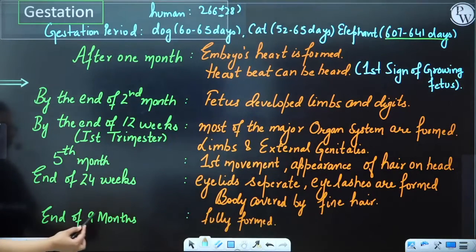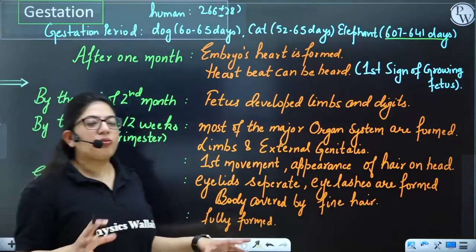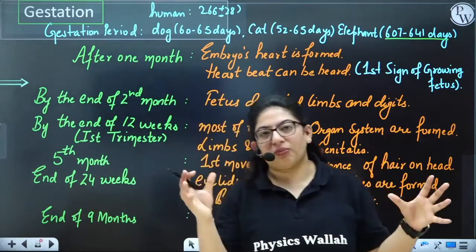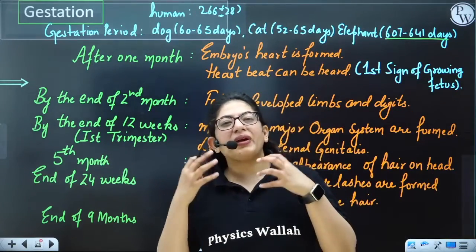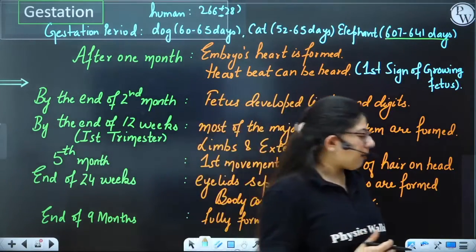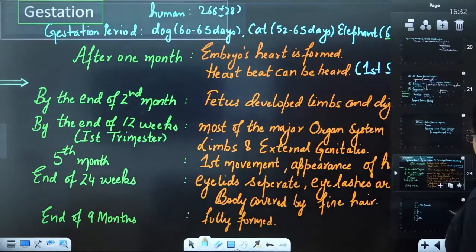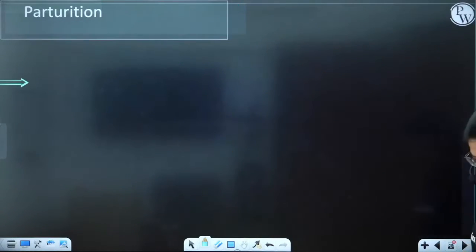Then at the end of the 9 months, the baby is fully formed. Now it is ready to come out. Okay. So now what makes the baby come out? Let's see about that. What makes a baby come out? And that's parturition. What's parturition?